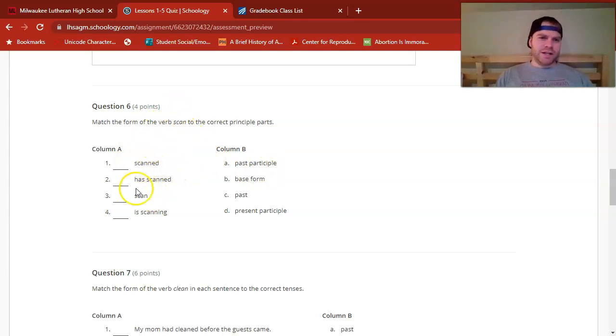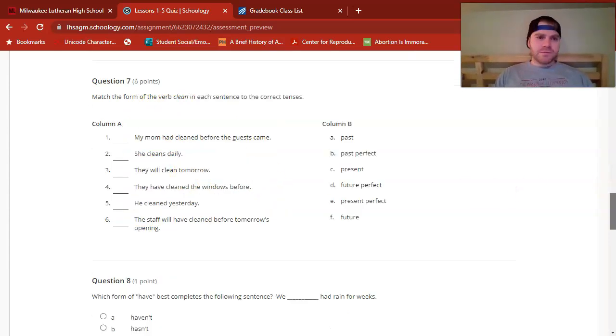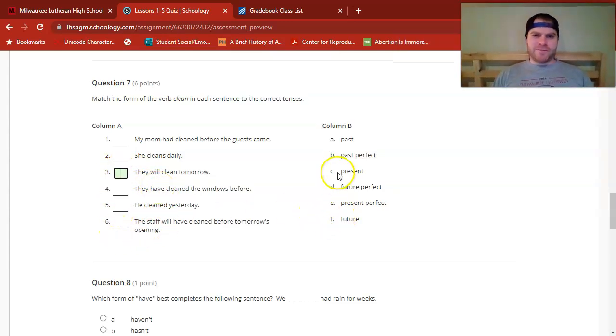So you do have to match each of these forms of the verb to its correct principal part. Question 7 does the same thing with clean. I don't remember which verb I used on our last quiz there, but again, each sentence is in a different tense. You have to match it to its correct tense. So I like to do the easy ones first for matching. For instance, I see that they will clean tomorrow. I know that either has to be F, future, or D, future perfect. I don't see a have, so that is future. Each one will only get used once.